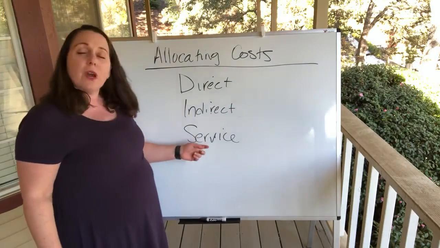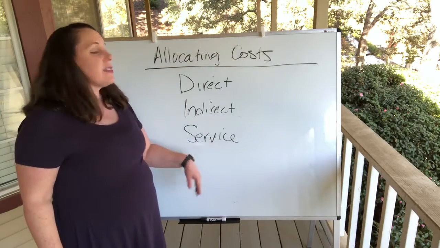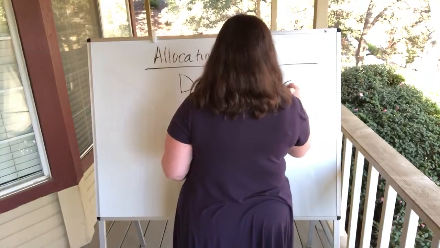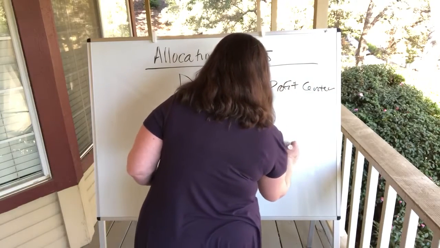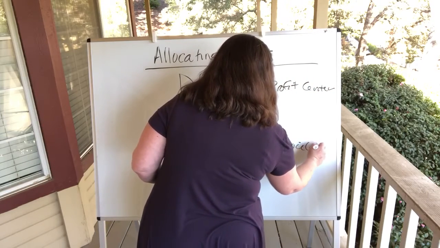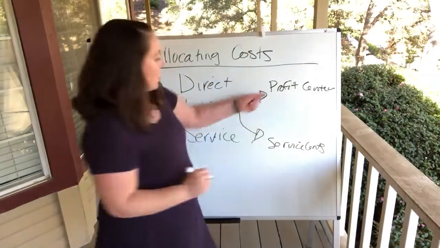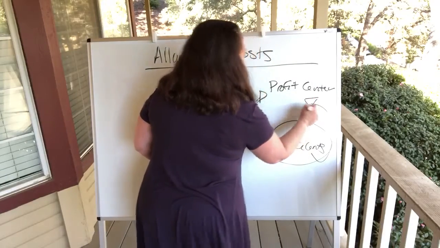And then we're going to go to our service cost centers and allocate all of those costs to the profit centers, okay? So if I had a profit center and then a service center, these costs are going here, and then all of these costs are going up here.